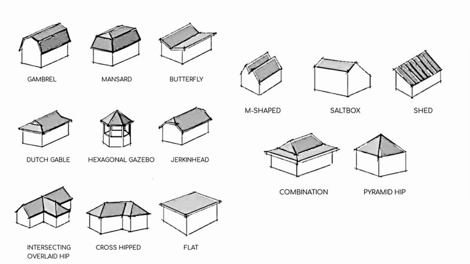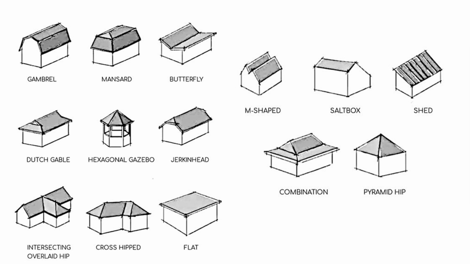You also have interior dash gable, the hexagonal gazebo, the jerkin head, the intersecting overlay hip, cross hip, and the flat. The flat or a slab roof is not also advisable in a tropical country like the Philippines because we are visited by typhoon every year. If you are planning to do your roofing as a flat roof and made of slab, you really need a good waterproofing material so that water will not seep into your structures.